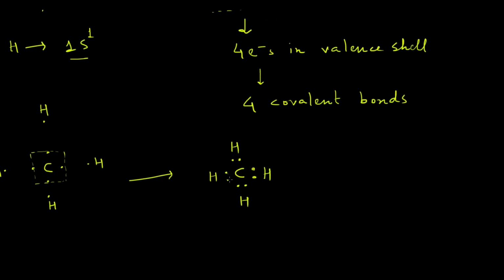Now after the formation of these 4 covalent bonds, we can see that each pair of electrons is shared by both the carbon atom as well as the hydrogen atom. Like this, all the pairs of electrons are shared by the carbon atom. So in this process, carbon is sharing 8 electrons. You can see a total of 4 electron pairs, so 4 into 2 is 8. So carbon is sharing 8 electrons after the formation of this methane molecule, and each hydrogen is sharing 2 electrons.